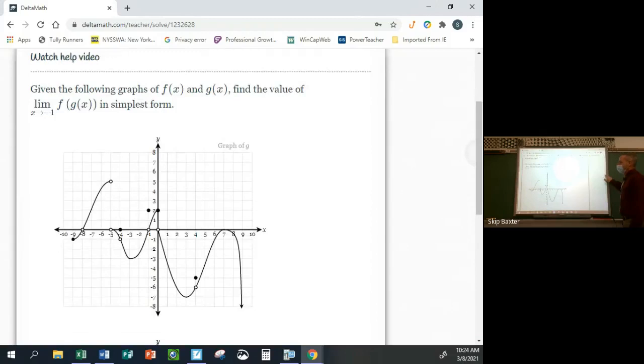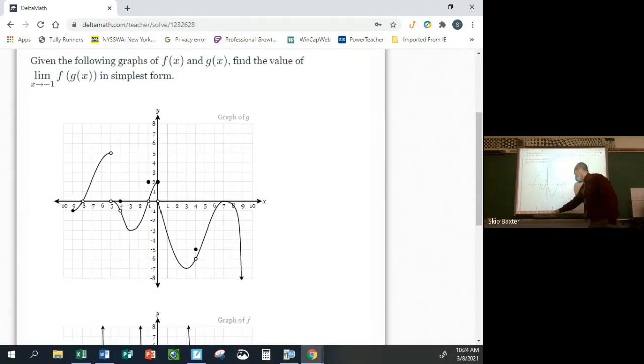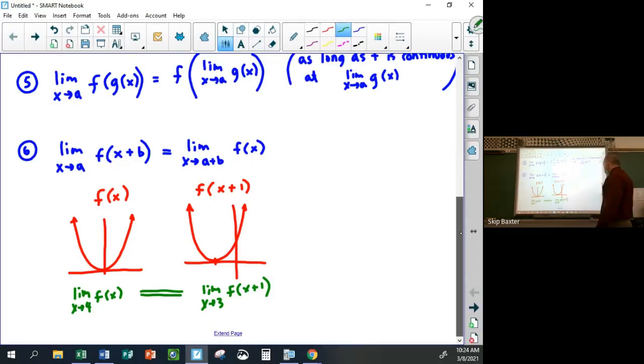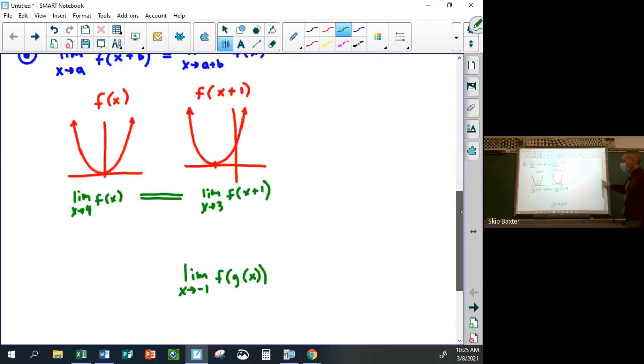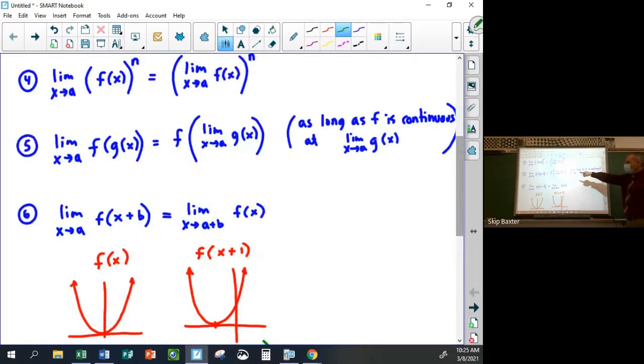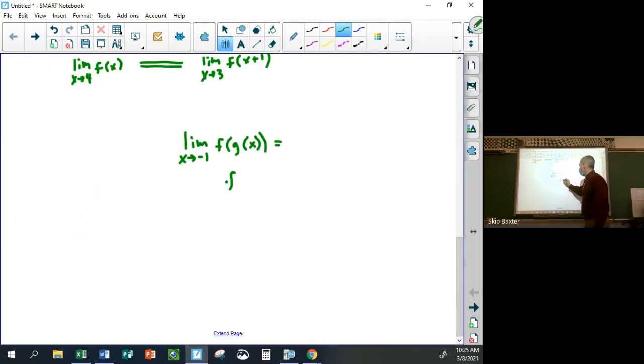According to our rule, if I'm trying to calculate the limit as x goes to -1 of f of g of x, according to rule number 5 up here, it's really just going to be f of the limit as x goes to -1 of g of x.